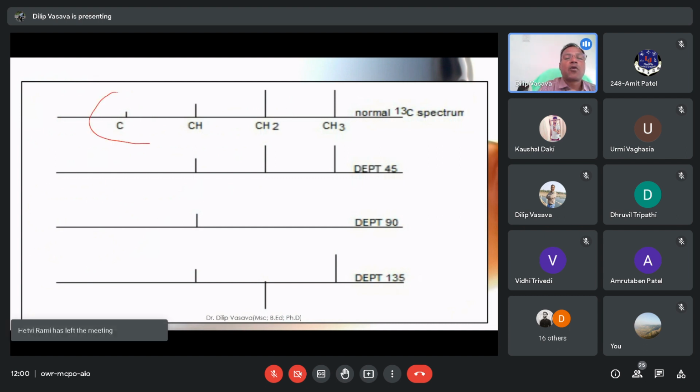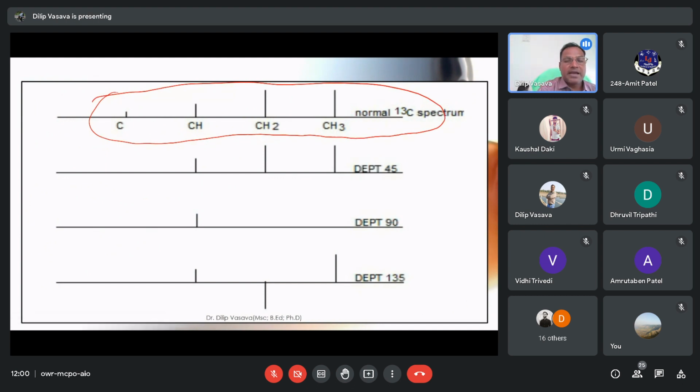Now this is the normal 13C spectrum, where quaternary carbon, methine carbon and methyl carbon are given. But in DEPT 45 all the signals are positive. Of course, the quaternary carbon is not considered in the DEPT. In DEPT 135, CH3 and CH are positive, but CH2 is negative, whereas in DEPT 90 only CH can be observed. So this is the whole idea about the DEPT.